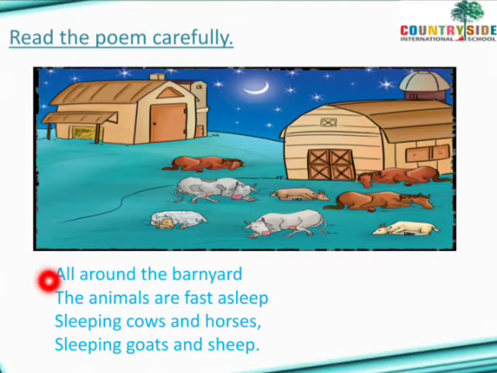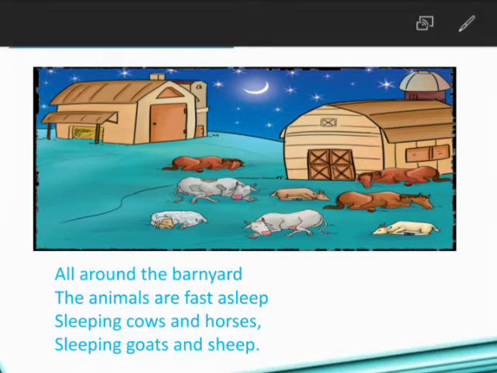So now first we are going to read a poem, that is worksheet number 1. Read along with me. All around the barnyard, the animals are fast asleep. Sleeping cows and horses, sleeping goats and sheep. Barnyard means a fenced-in area on a farm, usually next to a barn, which sometimes contains goats, chickens or other farm animals. You can also call a barnyard a farmyard.